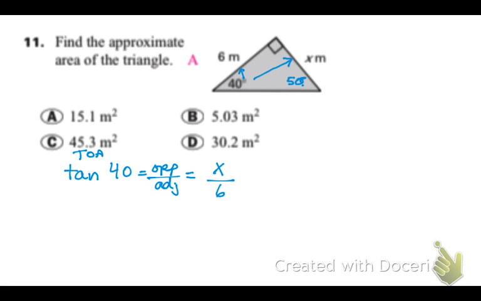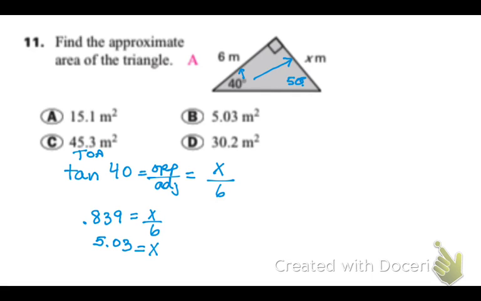So now we look in our handy-dandy tables, and we find out that the tangent of 40 is equal to 0.839, which is equal to x over 6. So x is going to be equal to 6 times 0.839. So it was equal to 5.03.